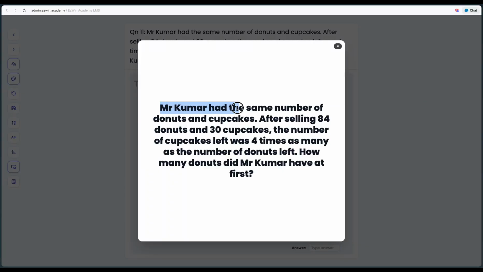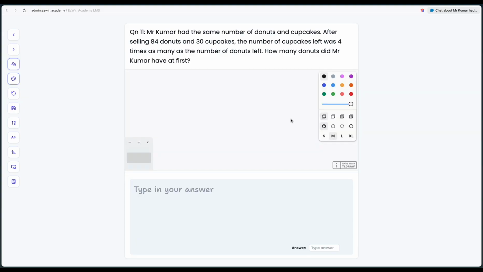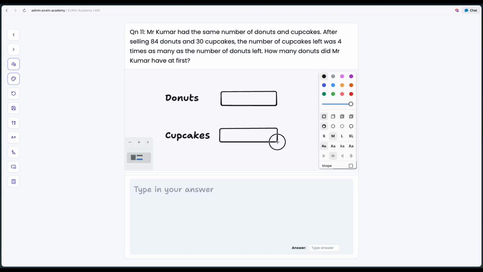Question 11. Mr. Kumar had the same number of donuts and cupcakes. After selling 84 donuts and 30 cupcakes, the number of cupcakes left was 4 times as many as the number of donuts left. How many donuts did Mr. Kumar have at first? Okay, we can draw a model over here. So I'm going to write here donuts and cupcakes. So now we know that he had the same number of donuts and cupcakes.